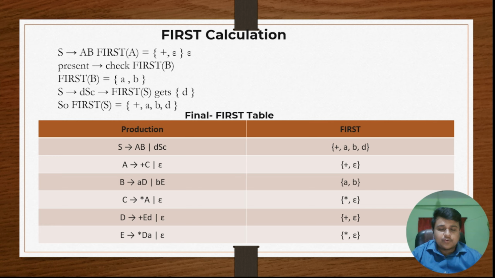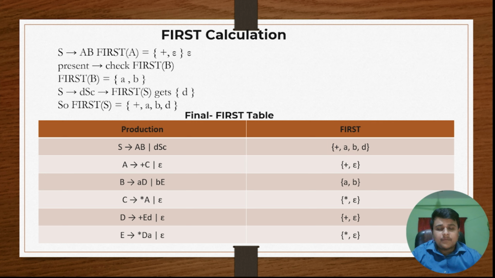Now we calculate First of B. B derives aD or BE. So First of B is a, b. Now combining the results for production AB, we obtain plus, a and b. Now let us move to the second production of S. S derives DSc. The production starts with terminal d. Therefore, we add d to First of S. Combining both productions, we obtain First of S is plus, terminal a, terminal b, terminal d.